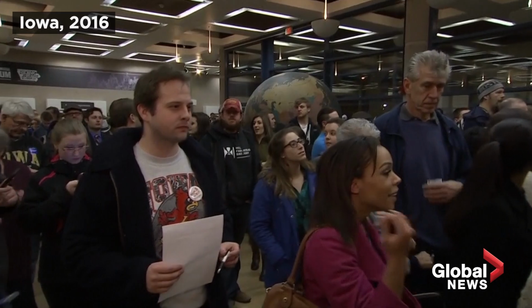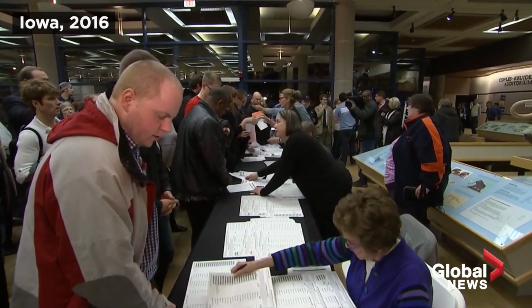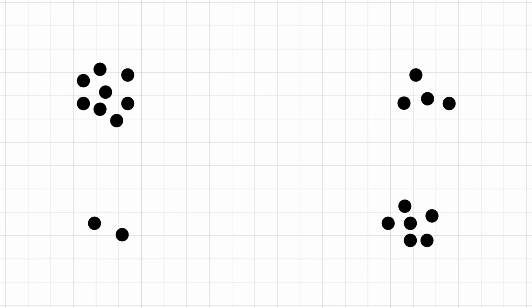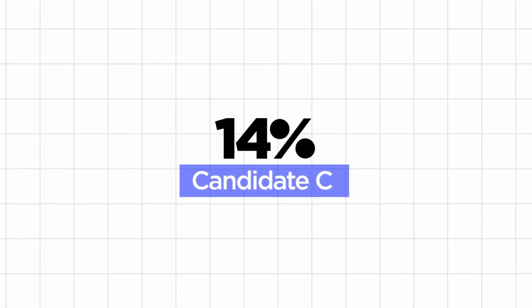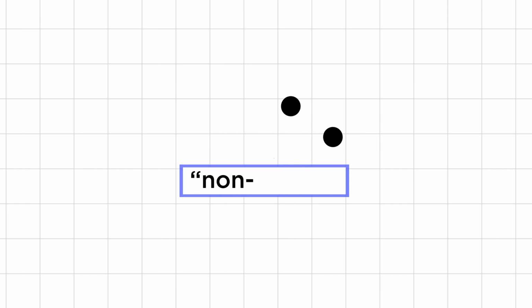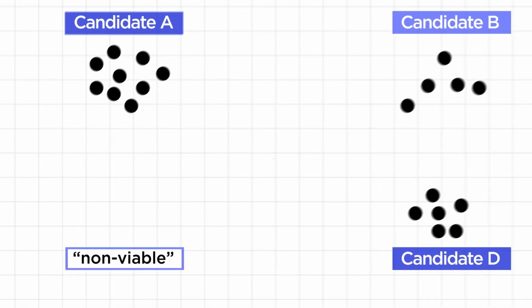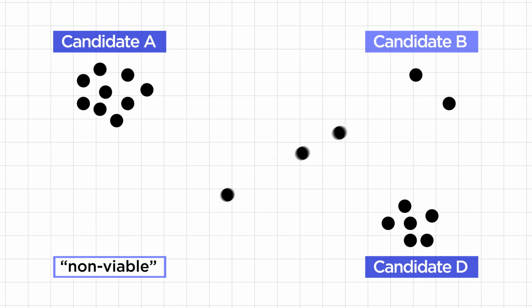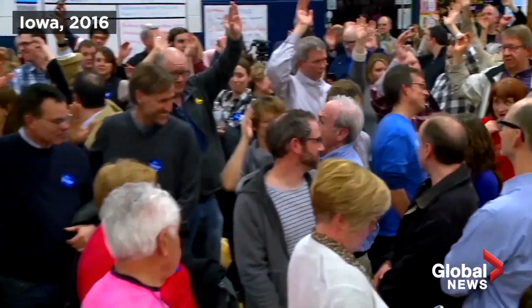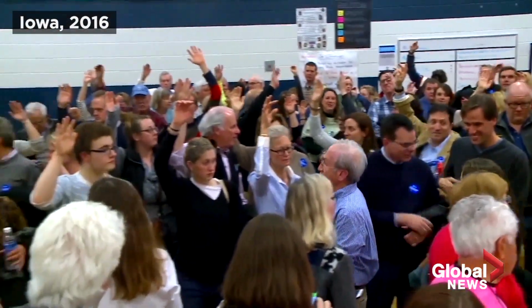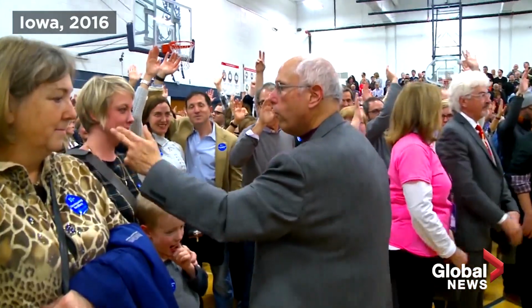At caucuses, registered voters will meet at a location to choose delegates. Caucus goers divide into groups, showing their support for their preferred presidential candidate. If a candidate doesn't receive 15% of the vote, they are considered non-viable. And supporters of that candidate must join another group or convince supporters of another candidate to join their group. After a discussion, a vote is taken to determine how many delegates are pledged to vote for the various candidates in their national conventions.